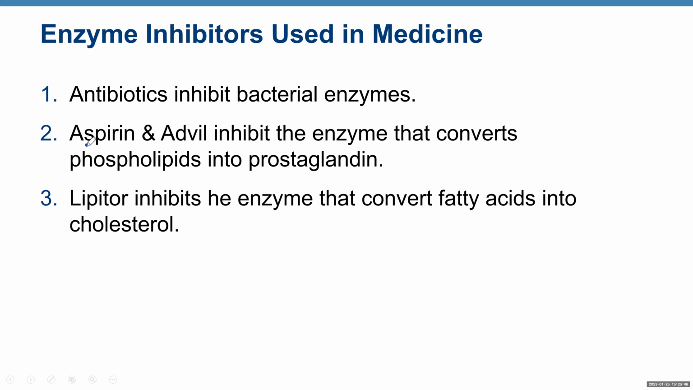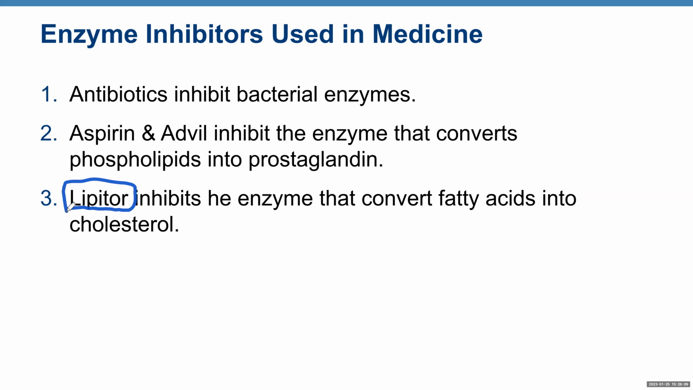Aspirin and Advil, we already talked about it. They inhibit the enzymes that convert phospholipids into prostaglandins. And remember, when we convert phospholipids into prostaglandins, prostaglandins cause inflammation. So we reduce inflammation.